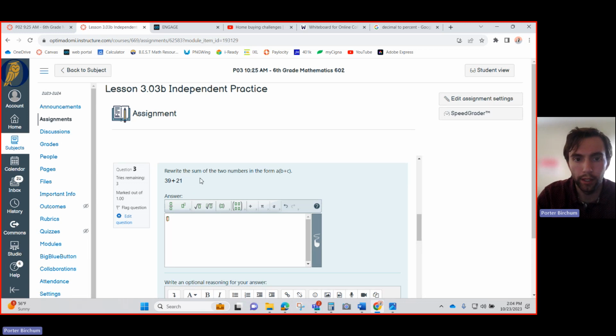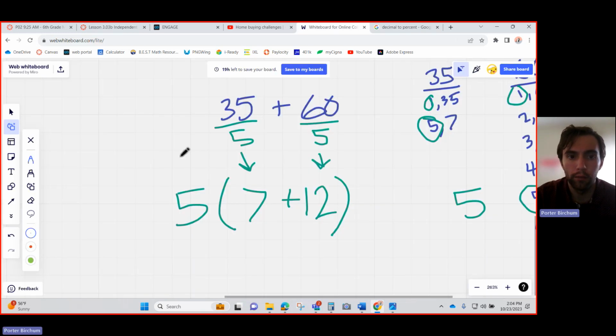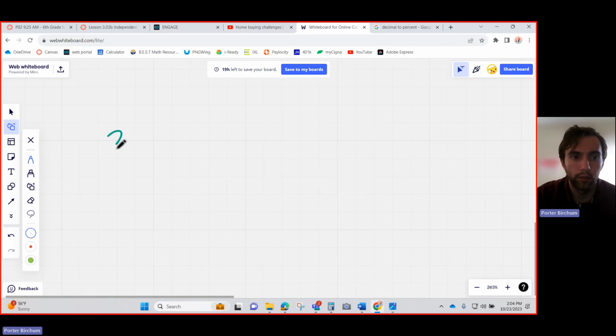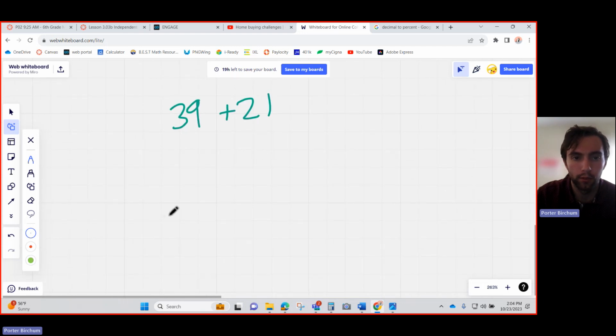Question 3. Rewrite the sum of the two numbers in the form a times b plus c. 39 and 21. Back to the whiteboard. 39 plus 21. I want it to look like something times something plus something.